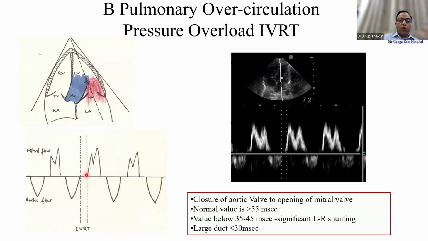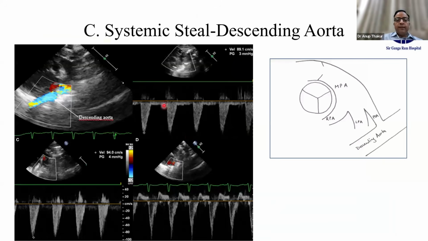So what happens when there is a lot of blood here in the left atrium? So the mitral valve has to open early. It doesn't have that much time. So the mitral valve opens early and the LV doesn't have enough time to relax. So the IVRT, this time will decrease. Shorter is the IVRT, more significant is the duct. So there are cutoff values again, less than 35 and so on, which you can remember if you want to, which tells you that there is shortened IVRT and which could be because of an hsPDA. Then there could be some features of systemic steal.